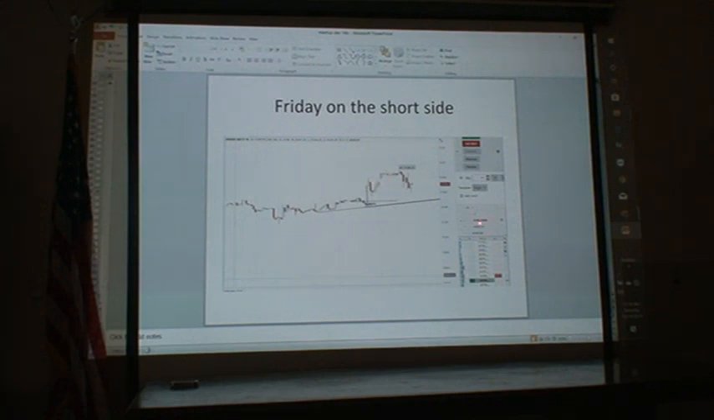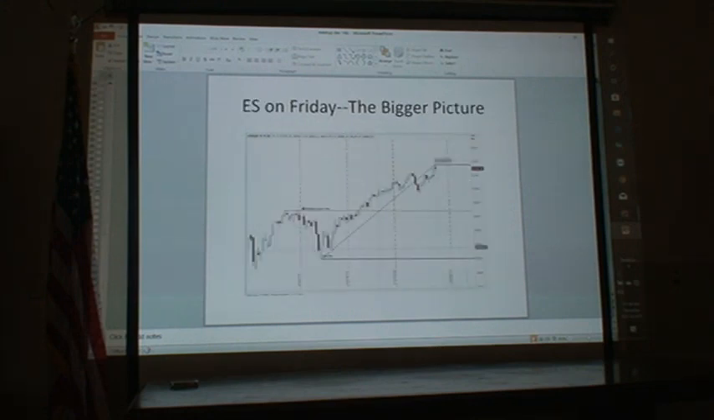On Friday, we wound up going short. Why would I go short? Wonderful market. Everybody's buying. Well, let's take a look. Oh, well, here's the bigger picture on Friday. Here was the high. Notice the multiple pivot line that we've talked about. Right there in the middle, that's your median line.